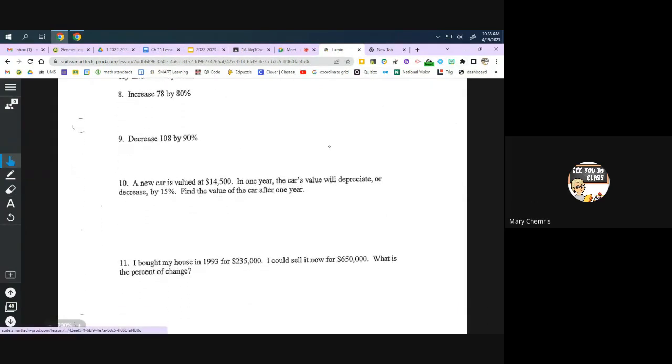Okay, so if you're listening again, hopefully you did this on your own. This says increase 78 by 80%. So I can take 78 plus 80% of 78. And that ends up being 140.4. Or another way of thinking of it is if I'm increasing it by 80%, I want to know what 180% of 78 is, and I will get the same answer.